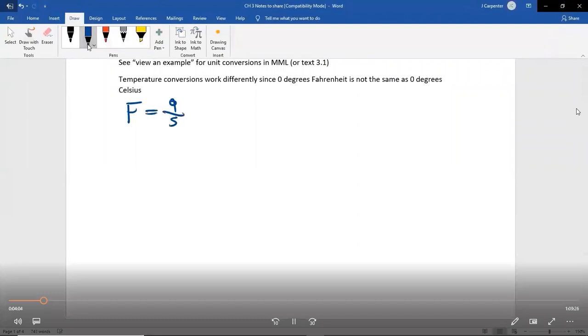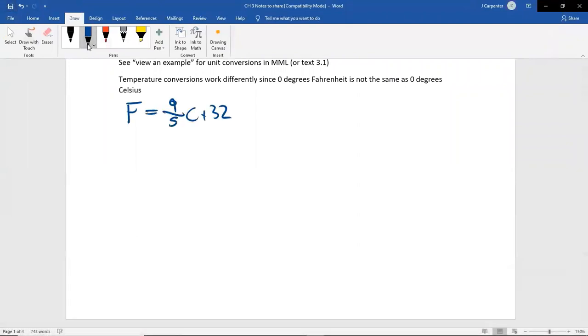F equals 9 over 5 C plus 32. That was one of them. And C equals 9 over 5 parentheses F minus 32. Now these 2 equations are just algebraic rearrangements of each other, and also the one on the right is wrong. That should be 5/9, not 9/5. There we go. 5/9.